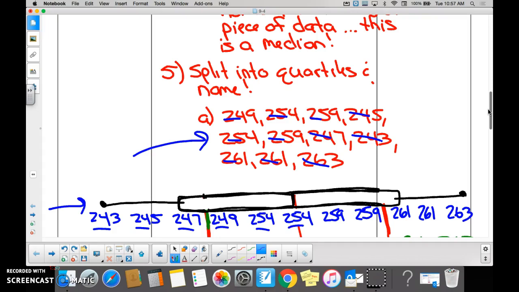So then what we did is we found the median of all of that data, which happened to be a 254. So then half of the data is going to be below a 254, half the data is going to be above a 254. Yes, no?